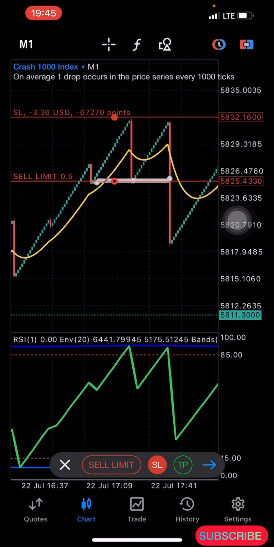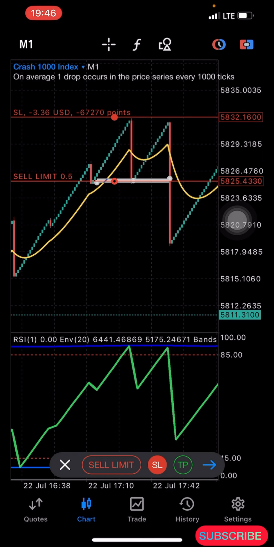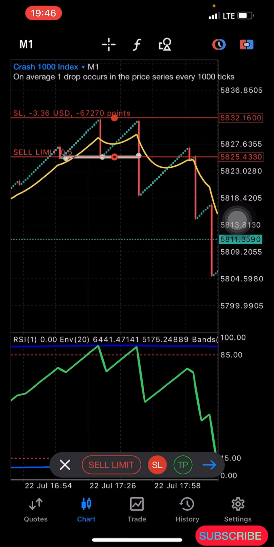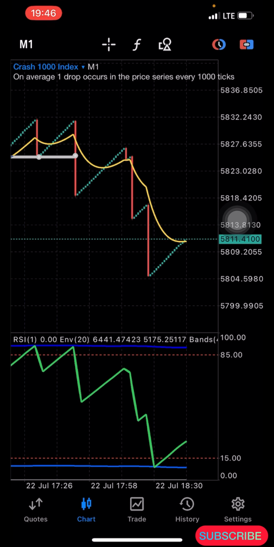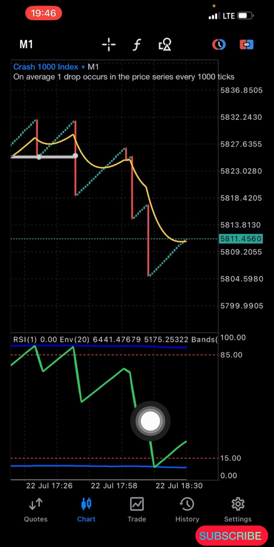All right, so that is how you should do it. Your stop loss should be above, and then you just hold till... Let me get rid of this thing. All right, so you are going to hold till price gets to the oversold level, which is the 15 level. So once you see that price gets to this level, you exit the market.